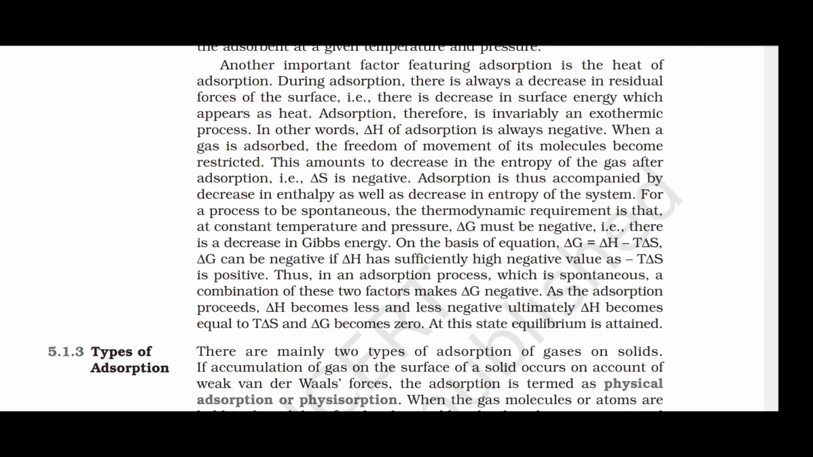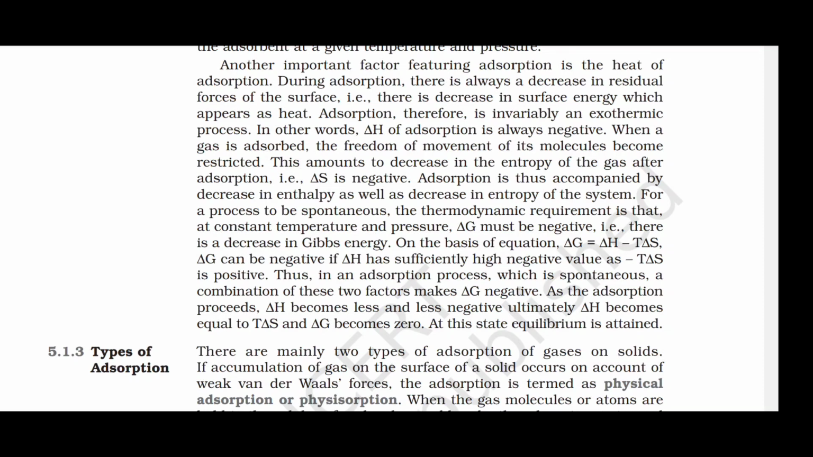On the basis of the equation, delta G is equal to delta H minus T delta S. Delta G can be negative if delta H has sufficiently high negative values, as minus T delta S is positive. Thus, in an adsorption process which is spontaneous, a combination of these two factors makes delta G negative. As the adsorption proceeds, delta H becomes less and less negative. Ultimately, delta H equals T delta S and delta G becomes 0. At this state, equilibrium is attained.